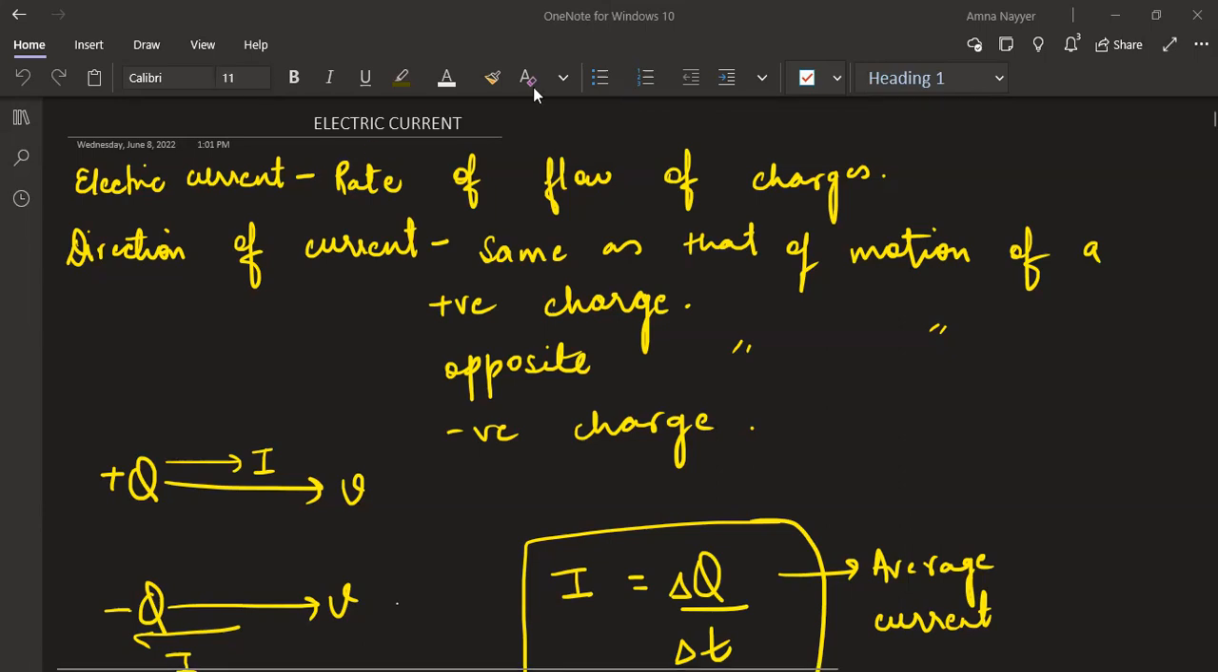Okay, class. Now coming to the topic of current electricity. So electrostatics we completed in the last class. Who all have joined? Zain, Hanifa, Hamza. Okay. So the basic thing that you have in electric current is the definition of it, rate of flow of charges.